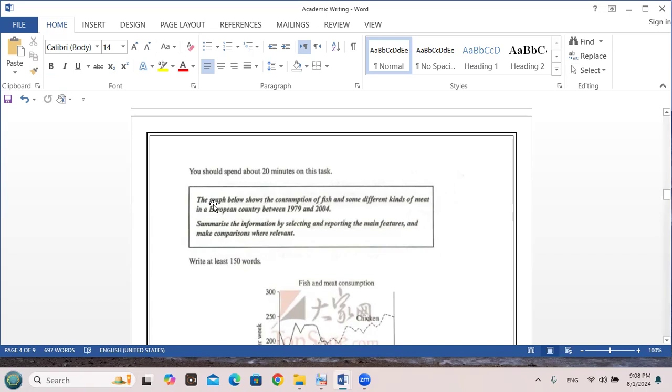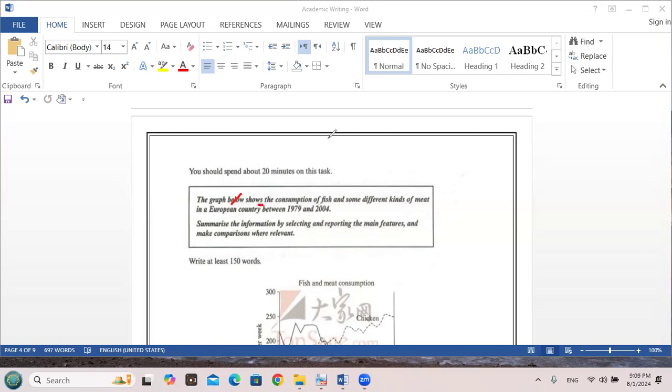So first of all, the graph, we can just write the line graph. The word below should be deleted, because it's not included in the exam. I mean, we won't need it. Shows, we can write highlights. I remember S. This is one of the common mistakes.